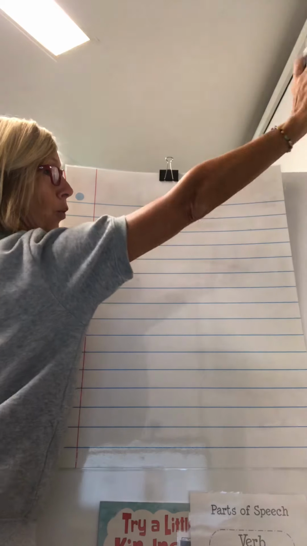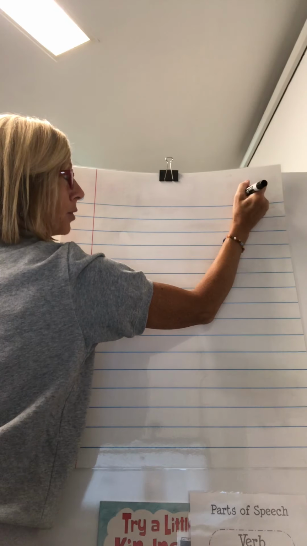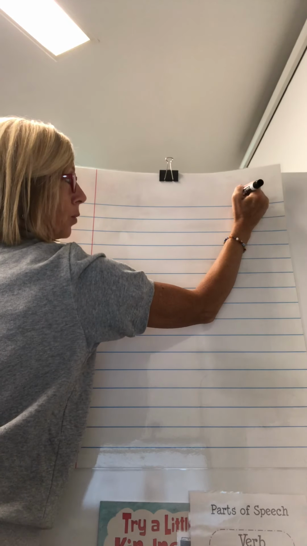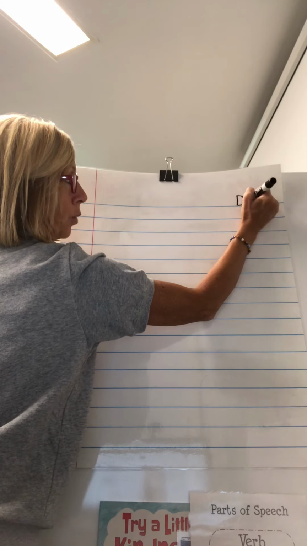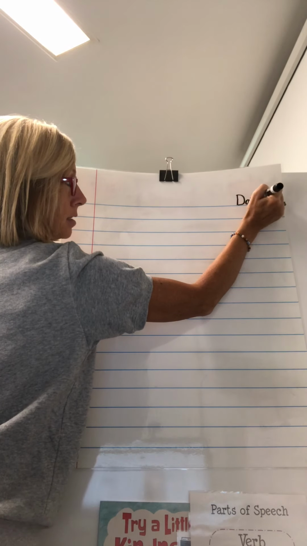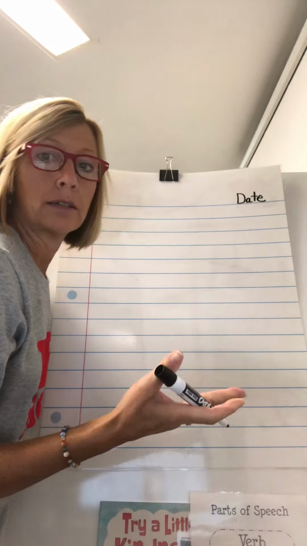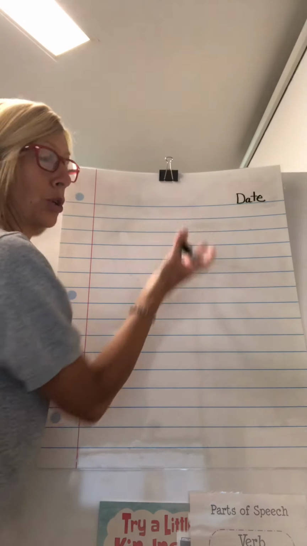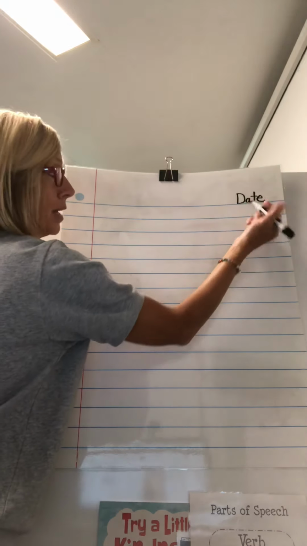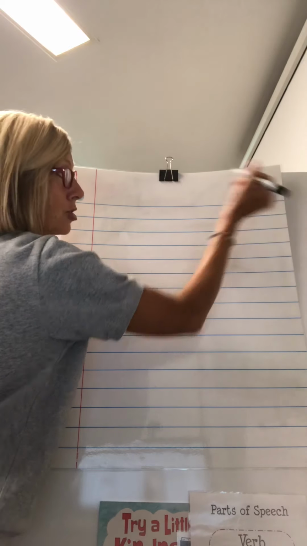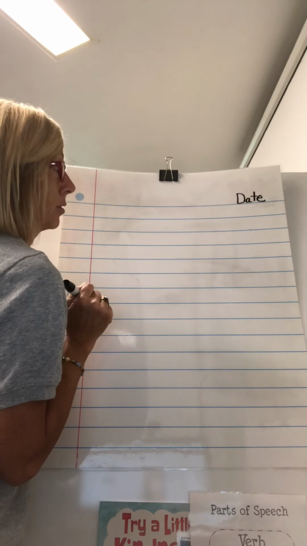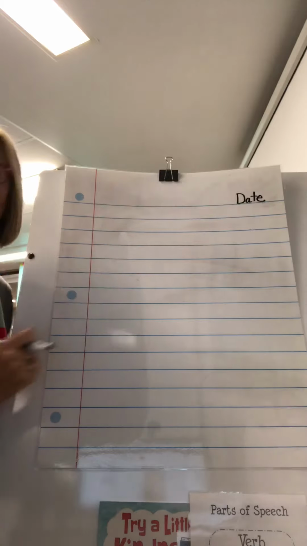So over here in the right corner, I'll just write the word date. But you would write the actual date or write out the date so you know when you wrote the letter. So it could be 8-30-20. Okay? So the date goes up there in the right corner.